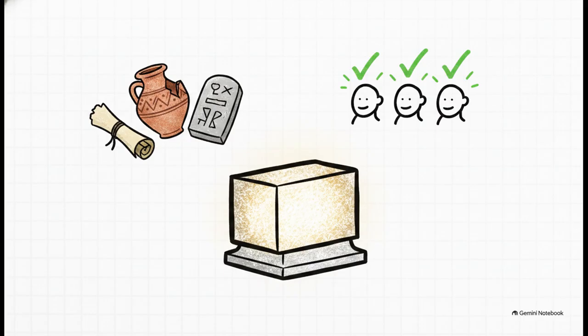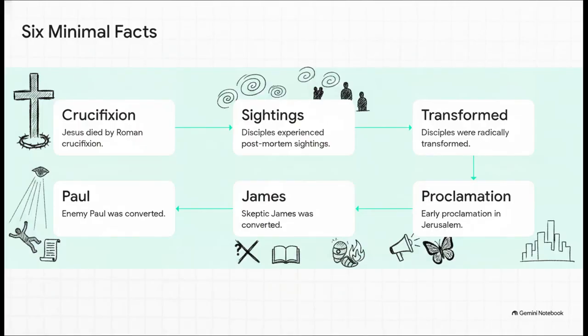Second is the consensus criterion. The fact must be conceded by a vast majority of published specialists across the entire spectrum. We are talking about everyone here, from atheists and agnostics to liberal Protestants and conservative evangelicals. These facts aren't just accepted by believers, they are conceded by critical scholars across the board, because the evidence is just that compelling. So let's walk through these 6 indestructible bricks that make up our historical wall.